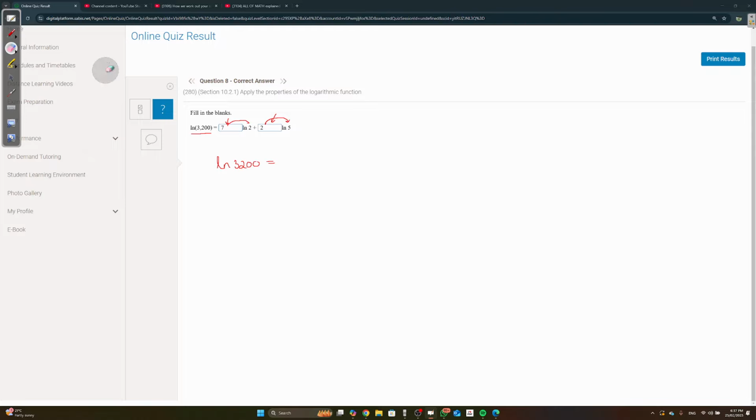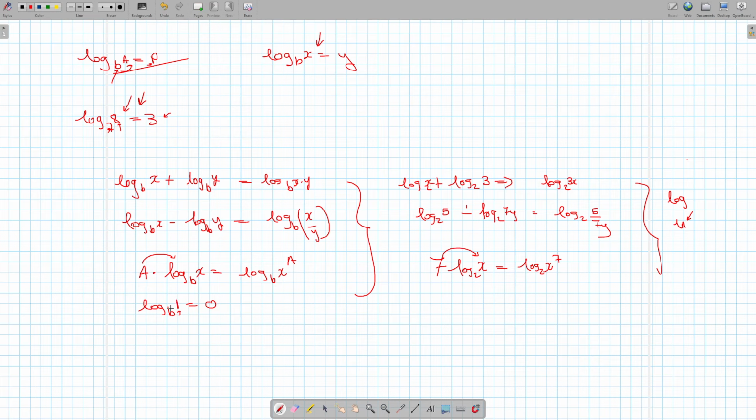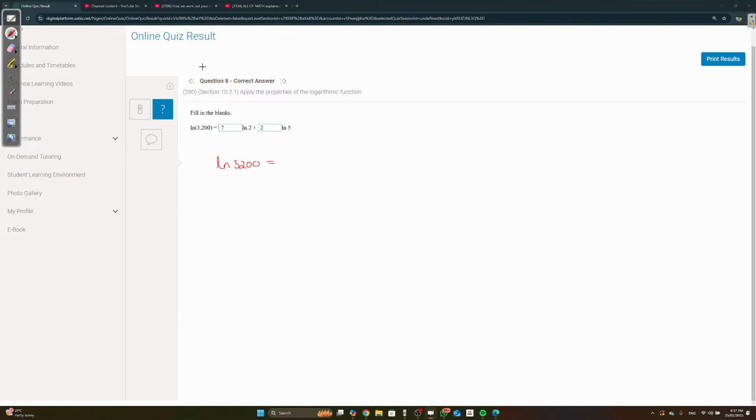Okay, remember I told you, when you take a number outside of the ln, that means it's the power. Like here, ln 3200, they're rewriting it as ln 2 to the power of, let's call it x, and 5 to the power of y. Why am I doing this? When you add, that means you multiply the numbers inside the ln. Or when you have a number outside that you took as the coefficient, you have it as your power.